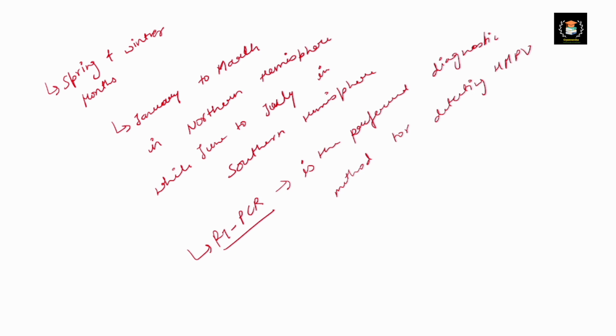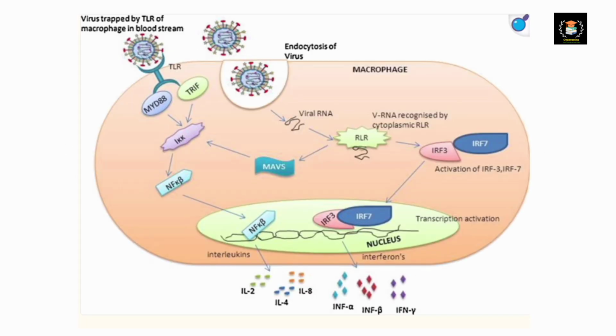Okay. So now we'll move forward to the pathogenesis of Hmpv infection. I'm explaining it in a very easy way. Listen carefully so you will understand. See, first I will explain this. Suppose the virus is trapped by a toll-like receptor, either on a macrophage or a dendritic cell. Dendritic cells are also in the blood stream.